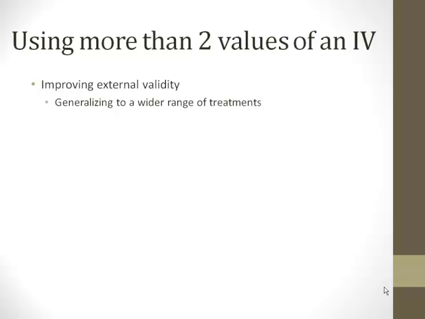If you're looking at different types of music and the effect it has on the speed you drive, right? Looking at country music, rap music, rock music versus no music. We can generalize the effect of music to more types of music, and we often talk about those being treatments, even though it's not therapy, right? So that's one reason to use more than two values of an independent variable.